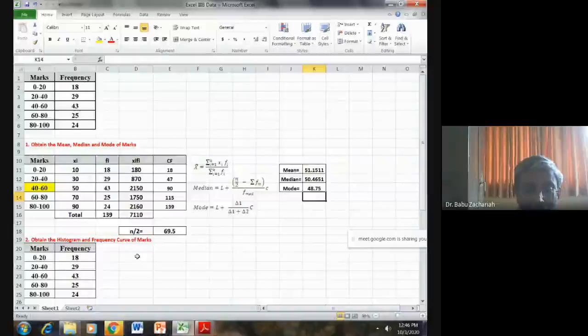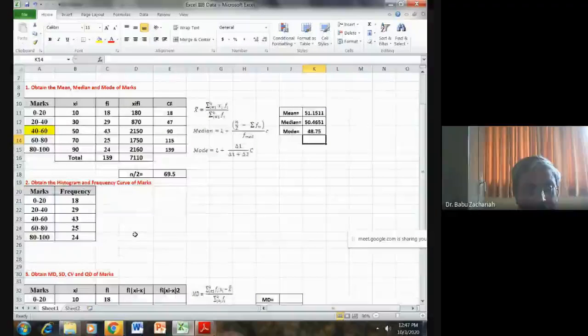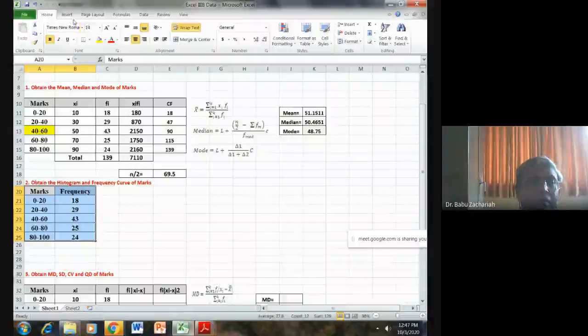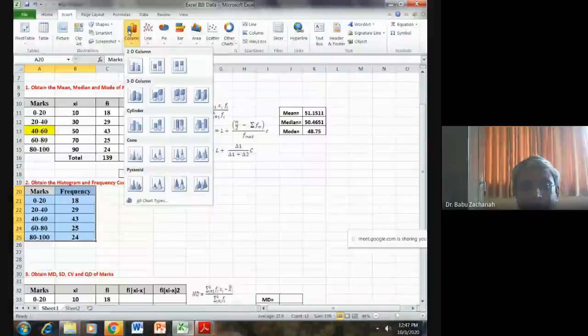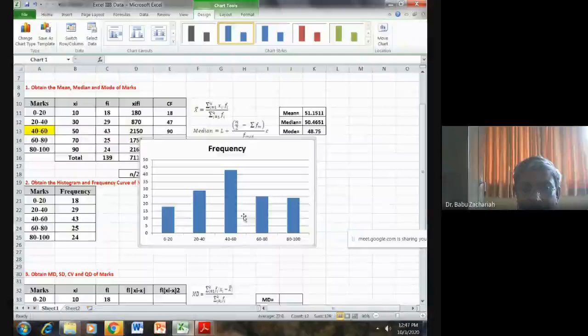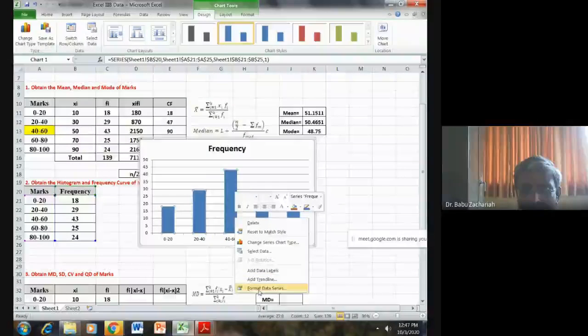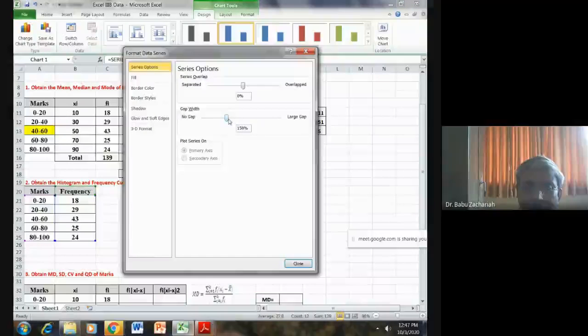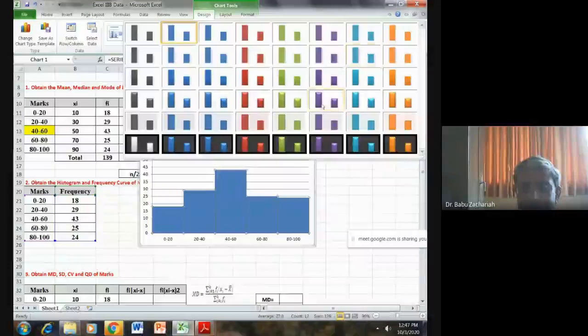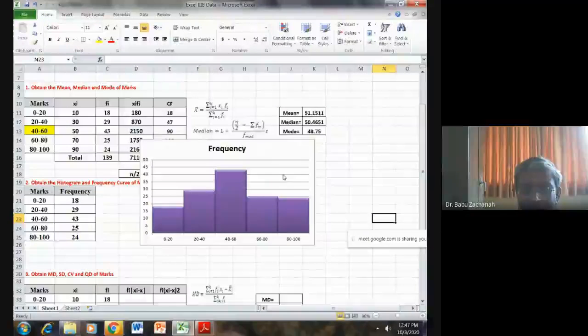Next, a histogram I have already shown. Similarly, the frequency curve can also be obtained from there. Instead of going further, just go for the bar chart here and make it a histogram. Remove this one, format data series, reduce the gap, and then this is a histogram.